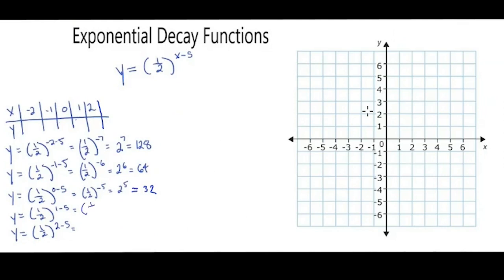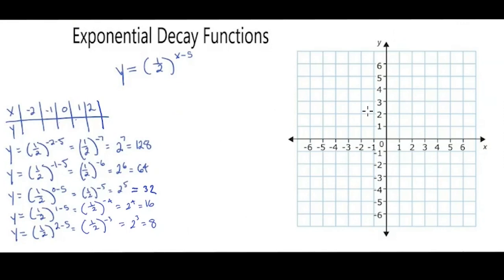All right, so we'll do 1/2, and 1 minus 5 is -4. So we flip that. That's 2 to the 4th. 2 to the 4th is 16. We have 1/2 to the -3. We flip it, and that's 2 to the 3rd, which is 8.